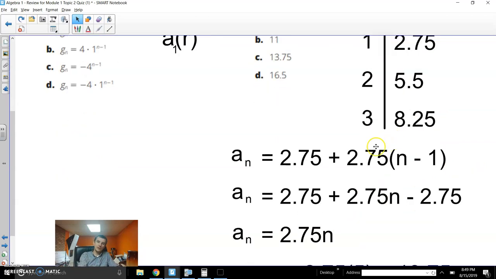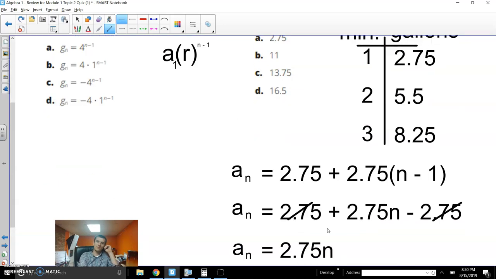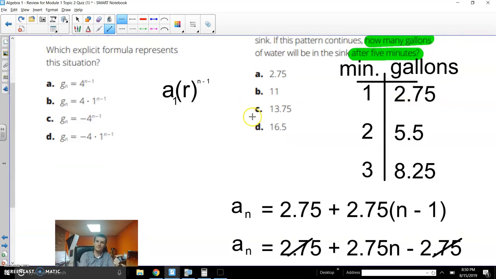So I need to distribute that and combine these. This is actually going to cancel out real easy: 2.75 minus 2.75, and so this is the only thing that survives, 2.75 n. Basically I can plug in whatever term I want, multiply it by 2.75, and that would tell me my final answer. So if we want the fifth number, plugging in 5, you should get 13.75, which it looks like is C.